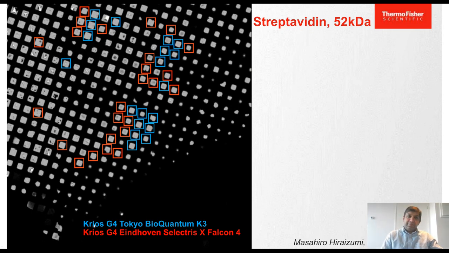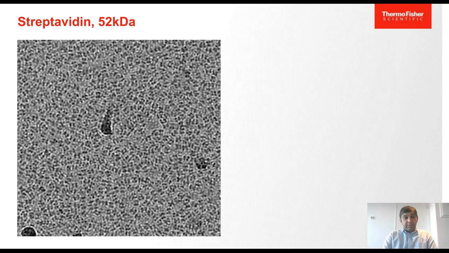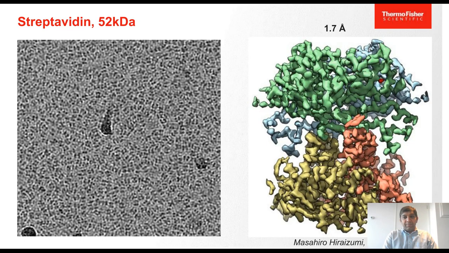It was a different microscope and has a Selectris and Falcon 4 detector on it. And then this is how the data looks like. This is one of the images of streptavidin. It's low pass filtered to about 20 angstroms, so we can clearly see all the particles here. And Masahiro went ahead and processed this data. And with a similar amount of particles, he produced this beautiful 1.7 angstrom structure from the same grid.